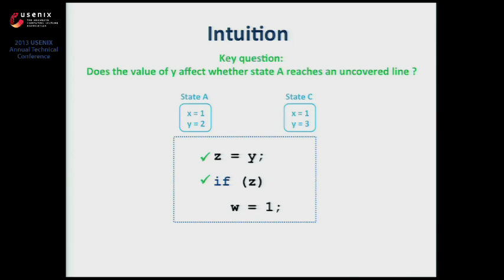So let's make this more concrete. Instead of that basic block of code, let's use these three statements here. It's very simple: z equals y, if z, w equals 1. You'll notice these check marks on the first two lines. Throughout the rest of the presentation, we use check marks to indicate which lines are covered and which ones aren't. So here, the first two lines are covered, and w equals 1 is not covered. Our goal is to try to get down to w equals 1. So the question before us is, we want to try to get rid of C, and we want to find out whether we can do that even though they differ on the value of the variable y.